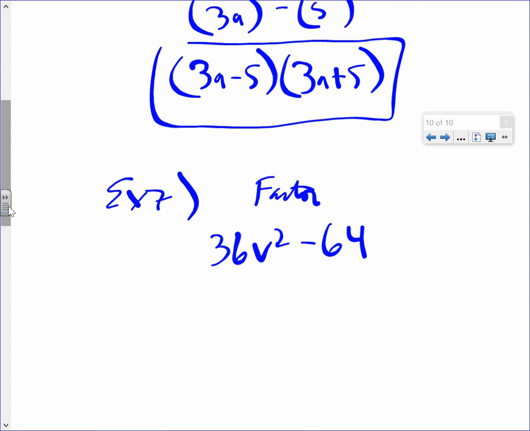Example 7. Let's factor 36b squared minus 64.